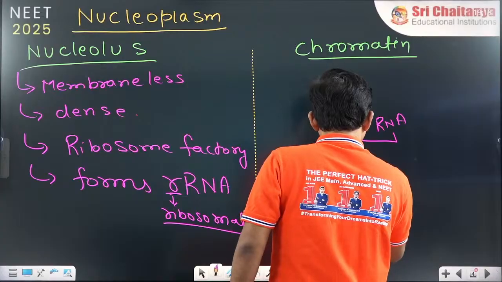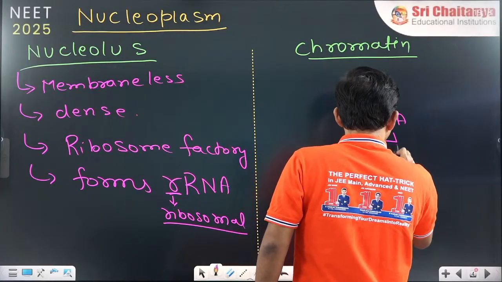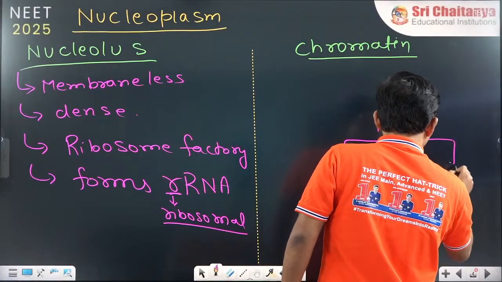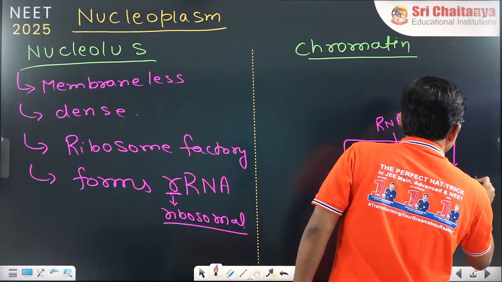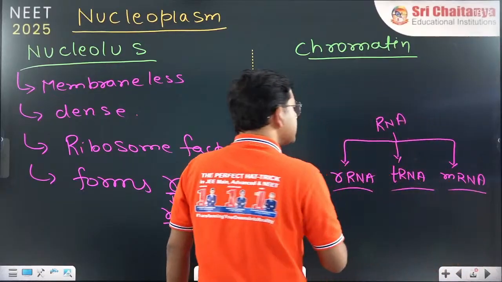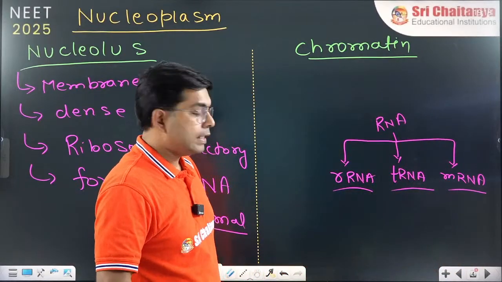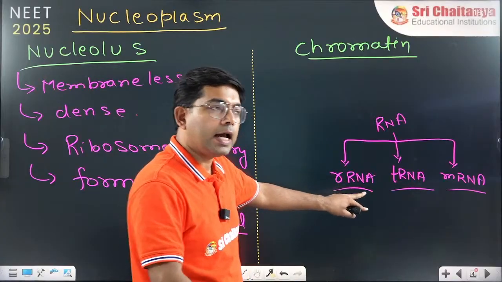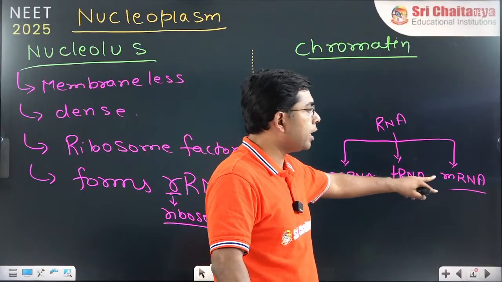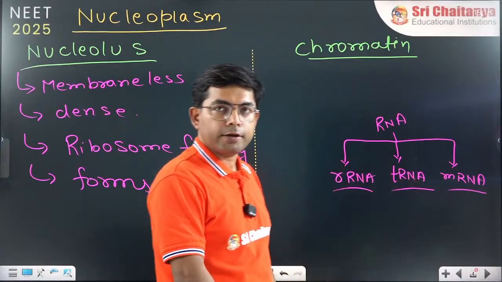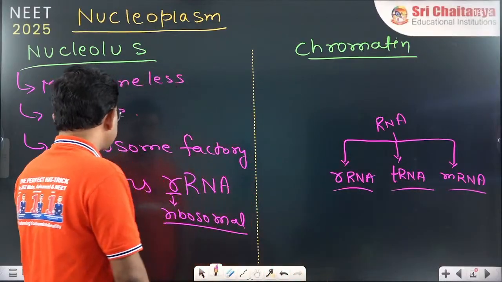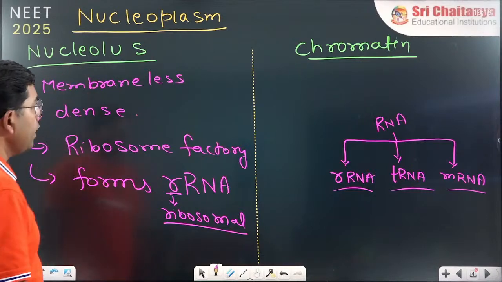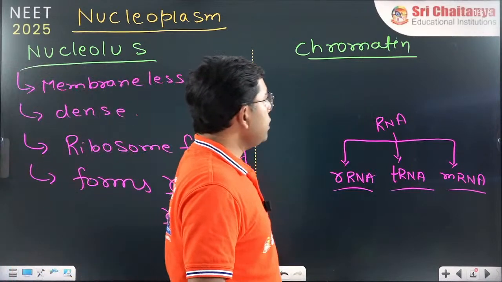RNA can be rRNA, tRNA and mRNA. Not now, you will study this in the second year. In the second year you will study rRNA means ribosomal RNA, tRNA means transfer RNA, mRNA means messenger RNA. So we will see it in the second year. So this point you understood about the nucleolus. Now next we will see the chromatin.